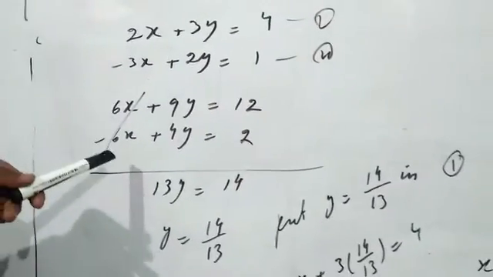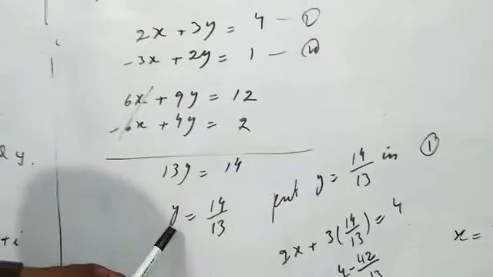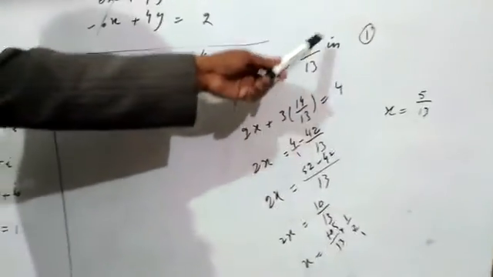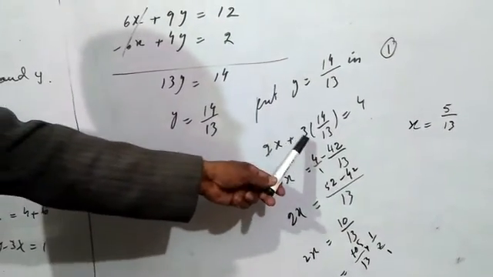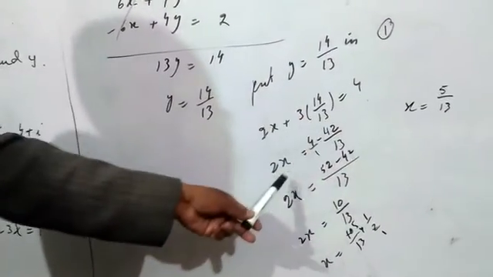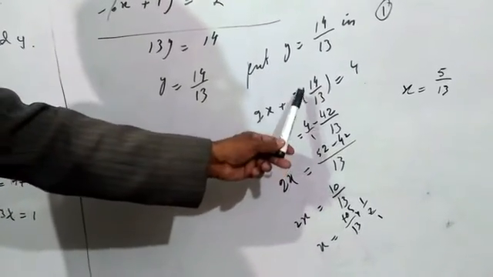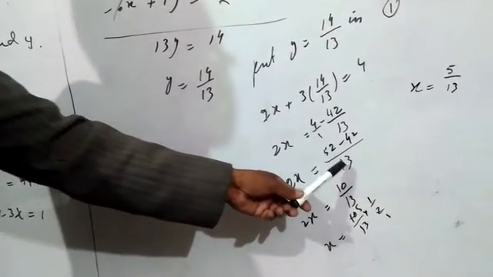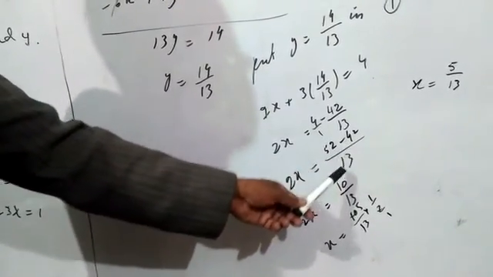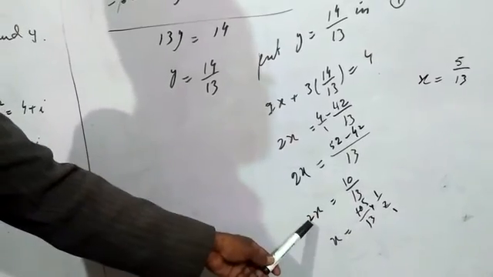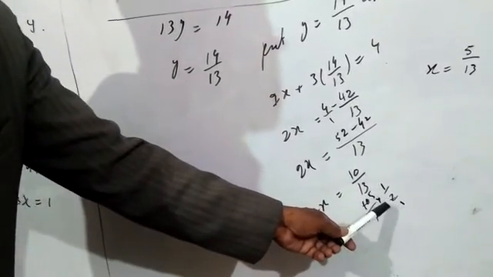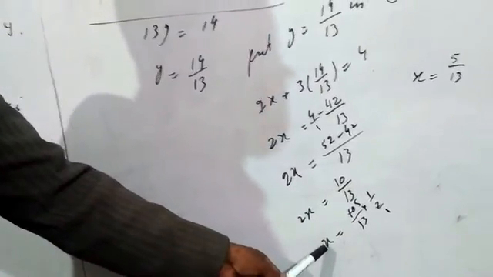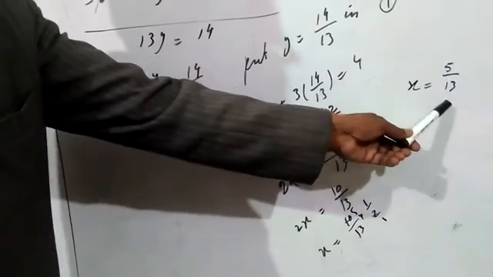By adding these two equations, we have 13y is equal to 14. So y is equal to 14 by 13. Let's put the value of y, 14 by 13, in equation 1. We have 2x plus 3 into 14 by 13 is equal to 4. So 2x is equal to 4 minus 14 3s are 42 by 13. Taking LCM, 13 4s are 52 minus 42, which is equal to 10 by 13. So 2, its reciprocal is 1 by 2. 2 will cancel with 10, 2 5s are 10. So finally the value of x is 5 by 13.